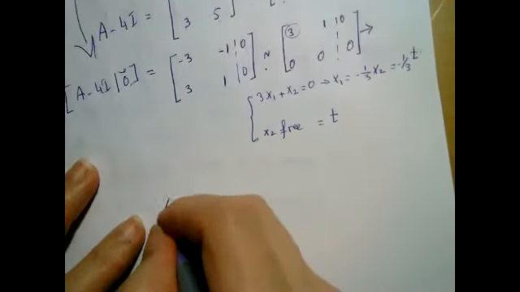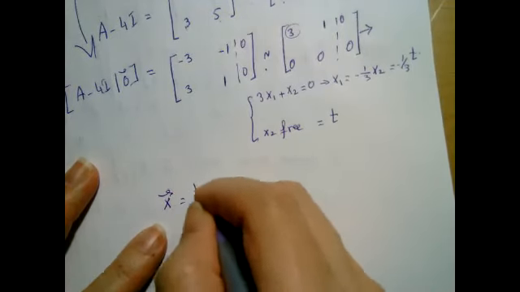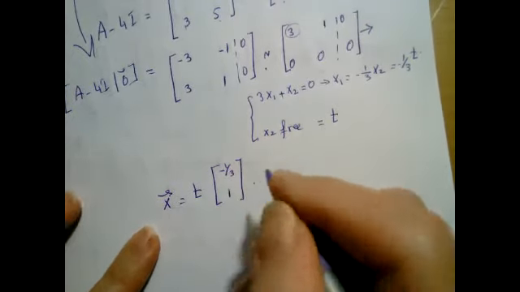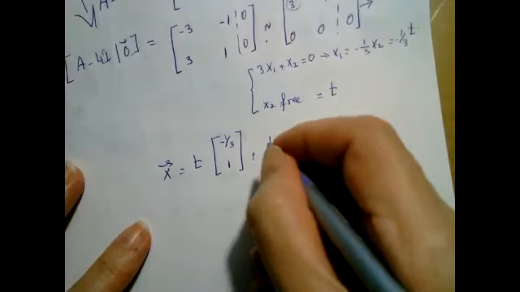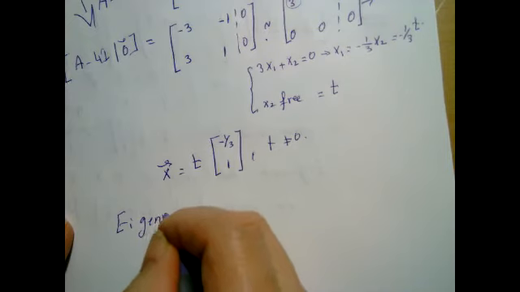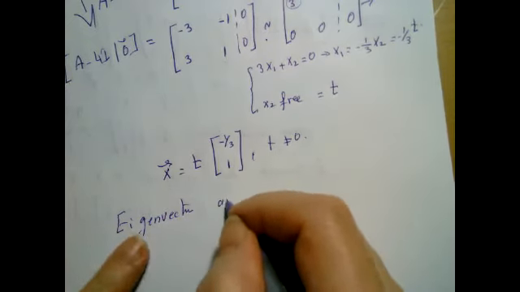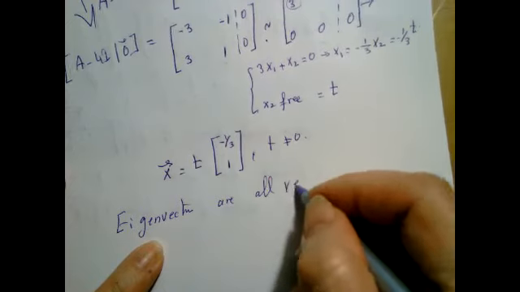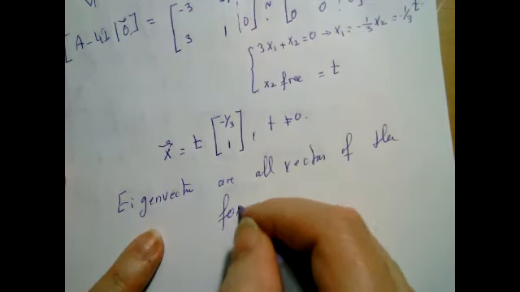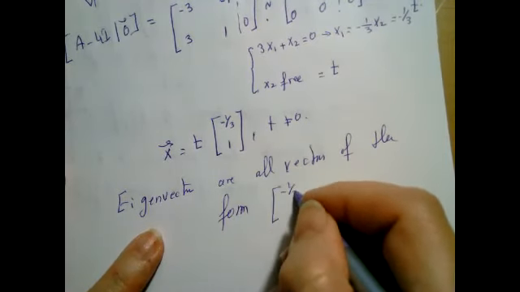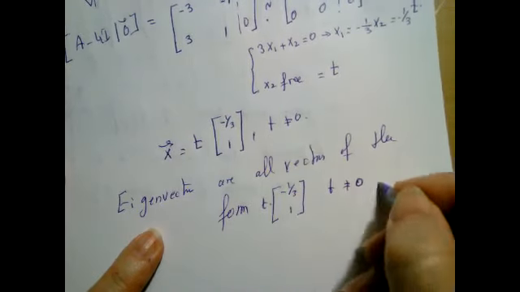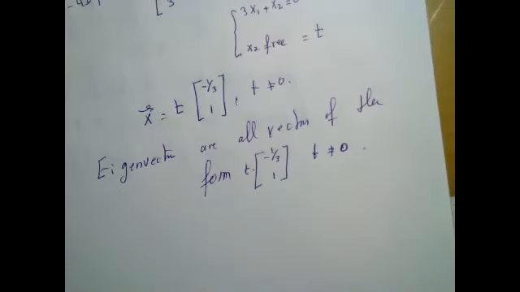So in vector notation, every eigenvector will have the form t times minus a third and 1, where t is different from 0. So the eigenvectors are all vectors of the form minus a third, 1 times a scalar, where my scalar is non-zero because by definition eigenvectors are non-zero vectors.